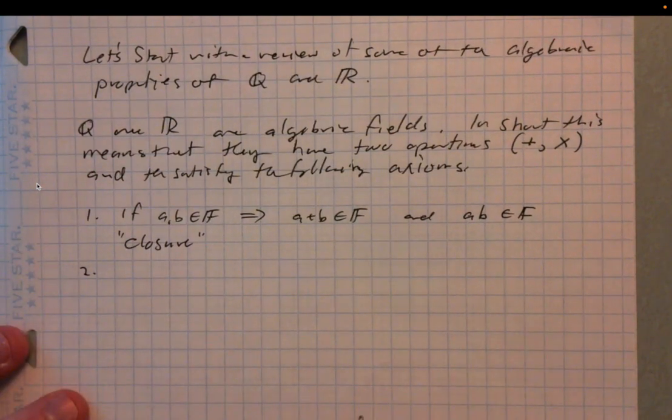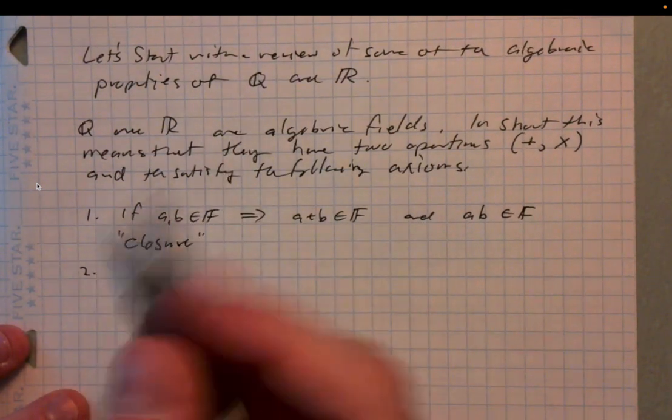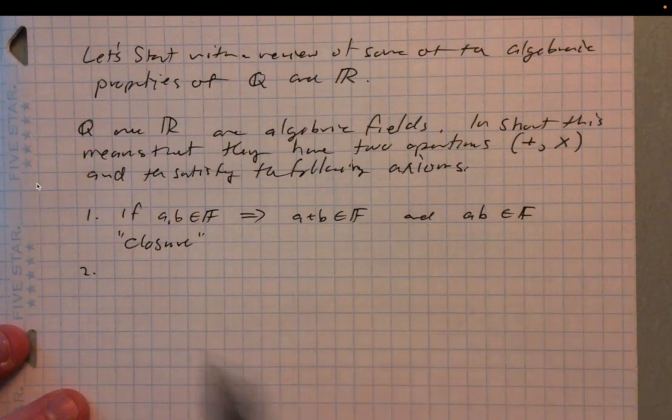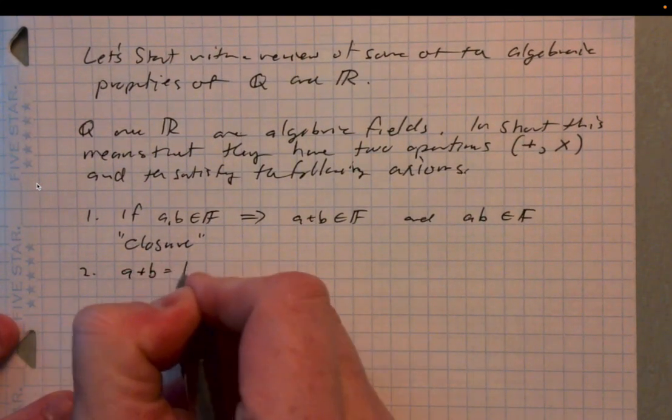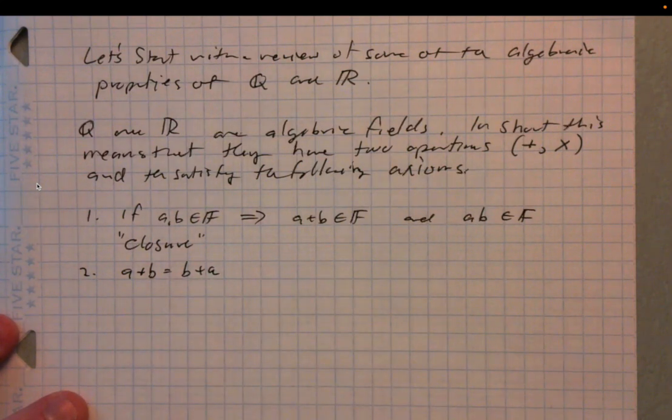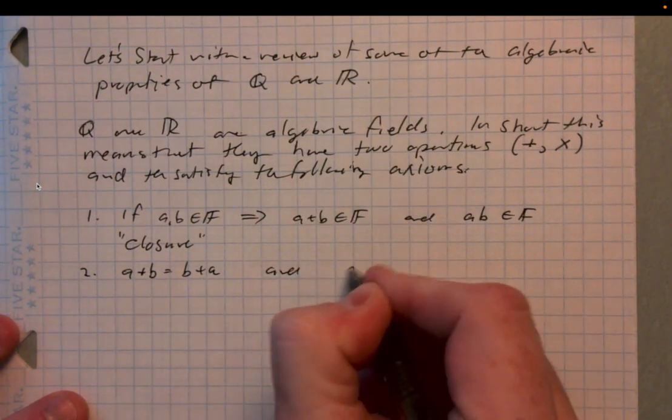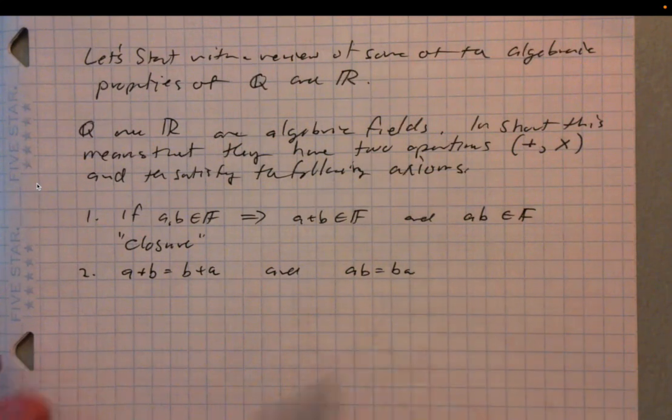Second, in all of these cases, a and b are taken from the field. So a plus b equals b plus a in a field, and ab equals ba in a field. So in a field, all elements commute, for both operations.